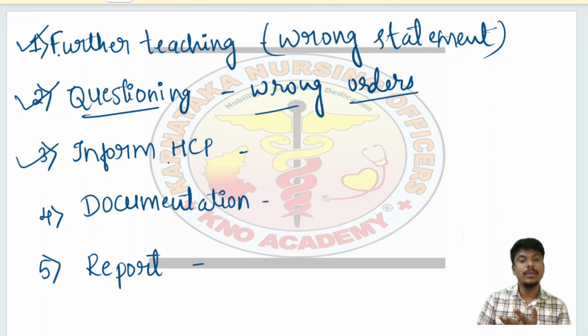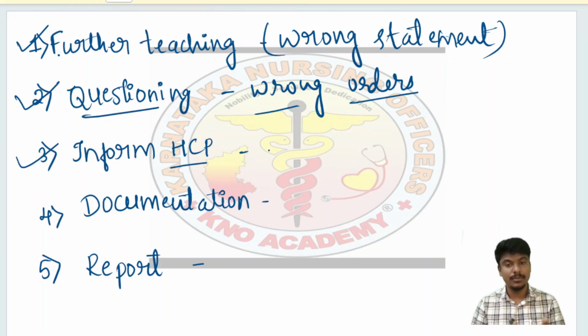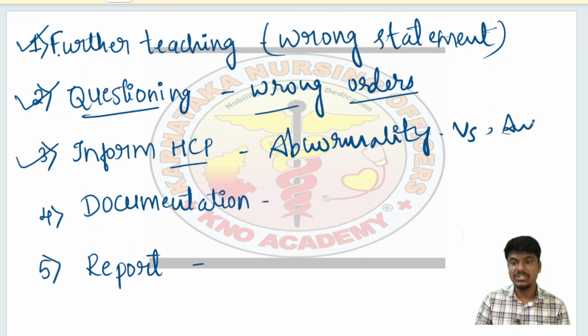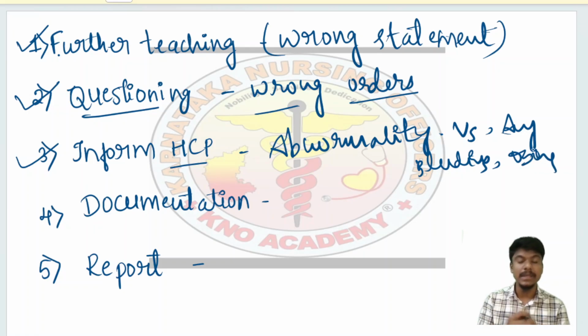The third one is informing the healthcare provider. When there is an abnormality in vitals, or any abnormal condition like abnormal bleeding or oozing from a surgical site, all these abnormalities should be informed to the healthcare physician. The fourth one is documentation.